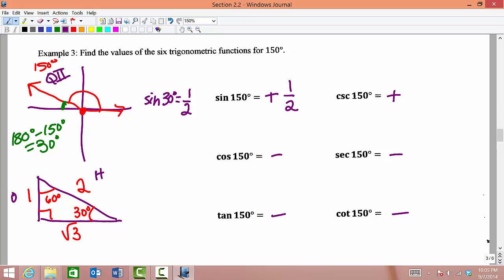What is the cosine of 150 degrees? Well, the cosine of 150 will be the same as the cosine of 30 degrees, since this is my reference angle. So that would be adjacent over hypotenuse. So that would be square root of 3 divided by 2. Tangent of 150 would be opposite over adjacent, so that would be 1 divided by the square root of 3, which we know would be square root of 3 divided by 3 when we rationalize.